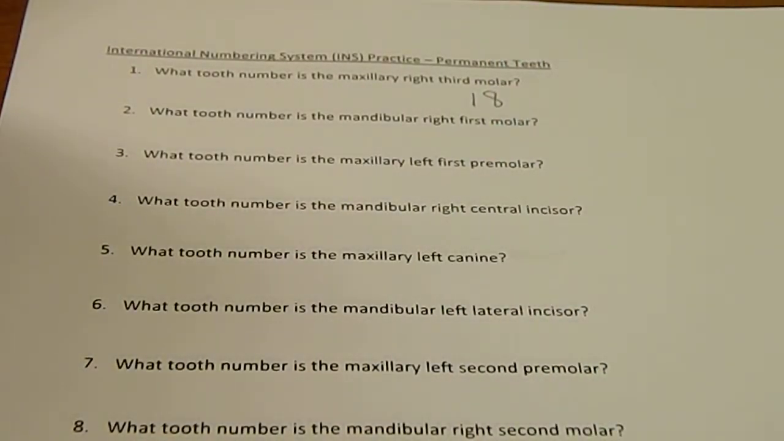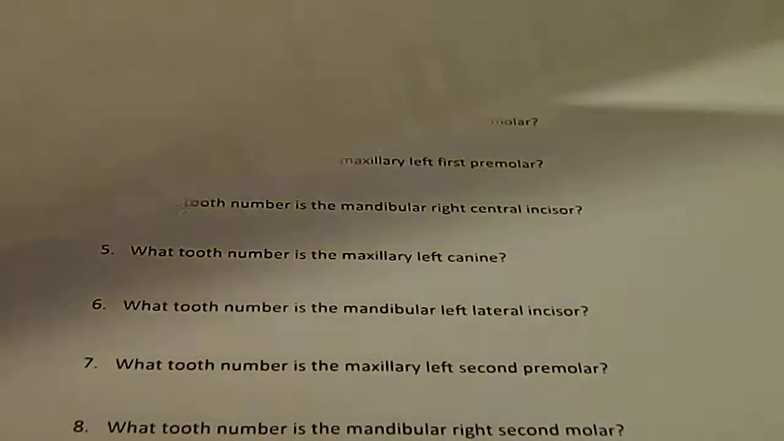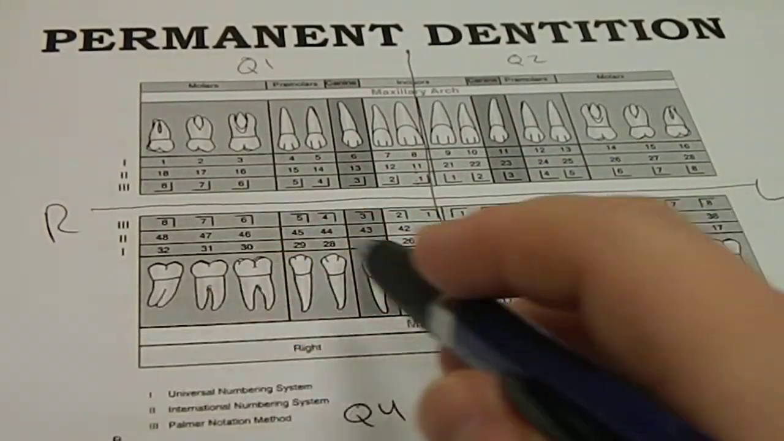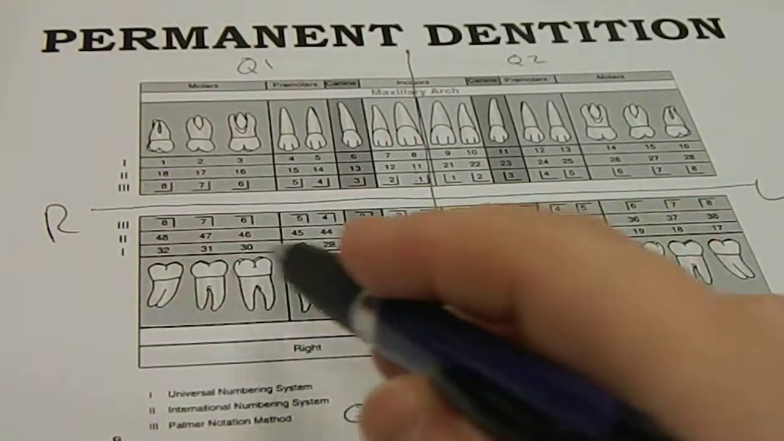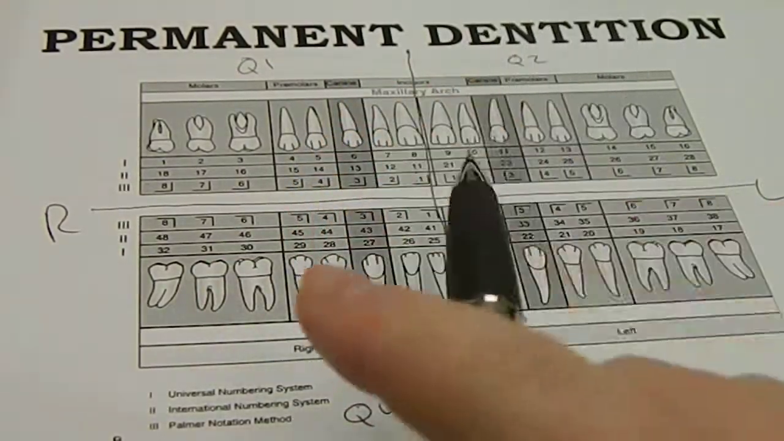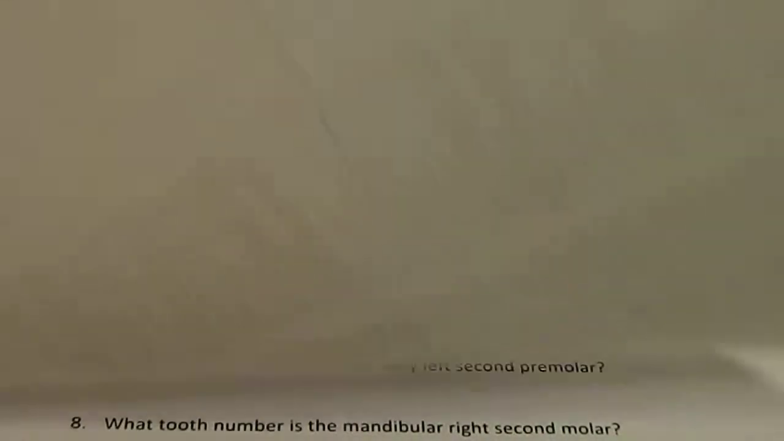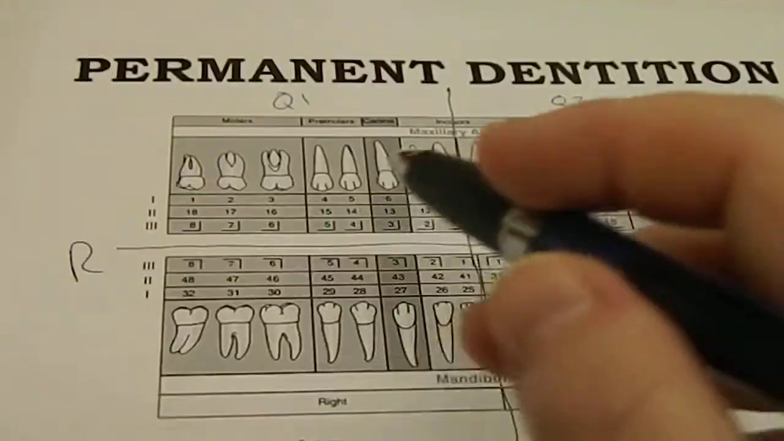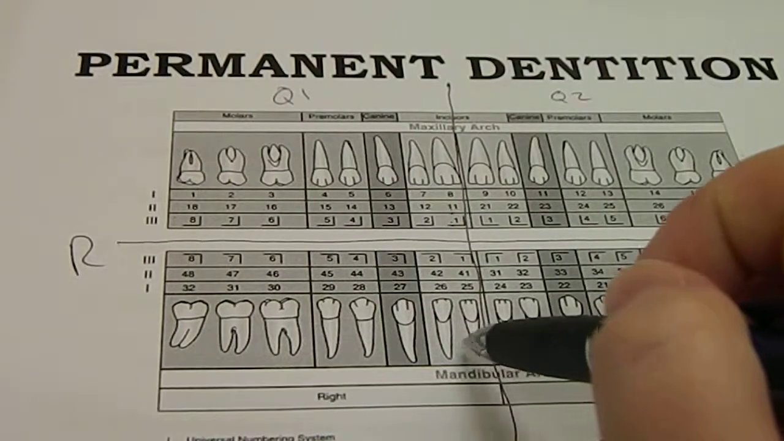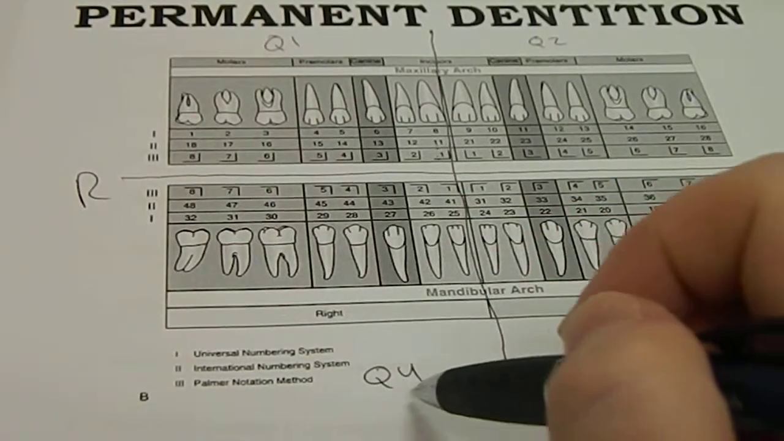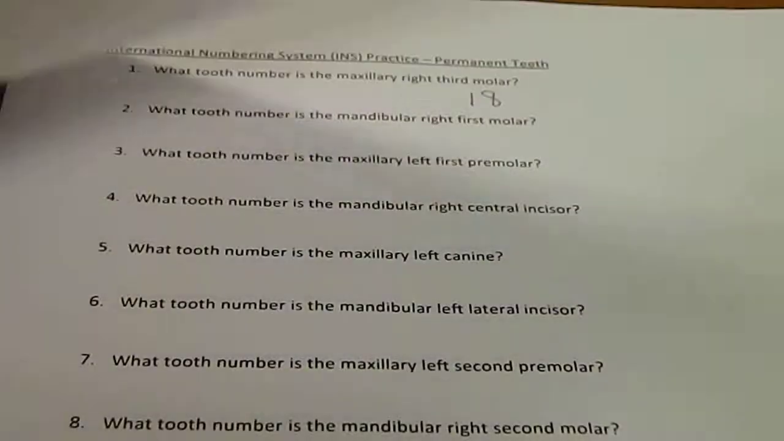What tooth number is the mandibular right first molar? So we're on the right-hand side. So mandible, so we know we're in quadrant 4, so we know that our number is going to start with a 4, and then it was the first molar. I thought I said premolar. All right, so 1, 2, 3, 4, 5, 6. So our number is going to be 46, or 4, 6.